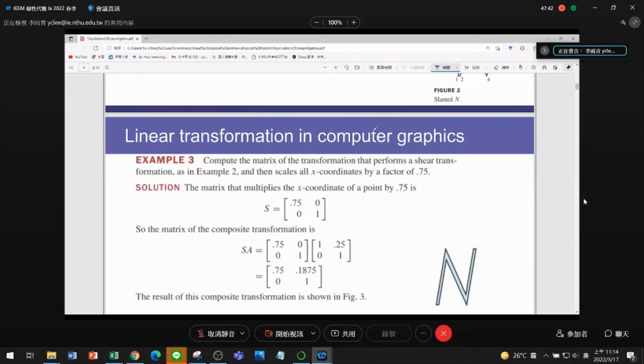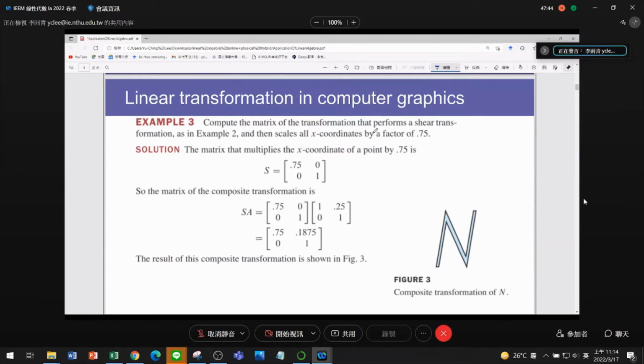And also we can continue to do the linear transformation on that capital letter N. So suppose we want to compute the matrix of the transformation that performs a shear transformation as in example 2, and then scales all coordinates by a scalar of 0.75. So we see the result effect is that this capital N is still under the shear transformation, and then it becomes thinner, 变得比较长, becomes taller.